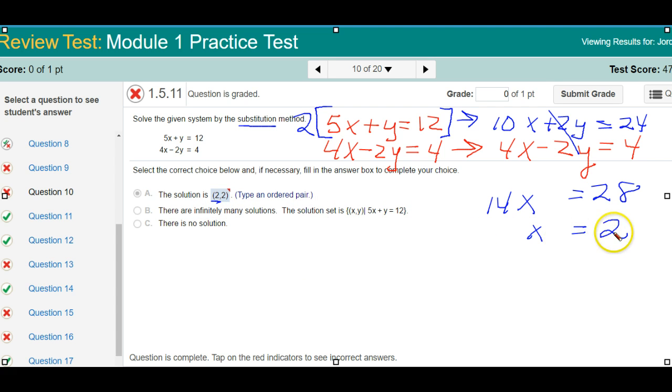Then if we said x is 2, we go into this first equation, let's say. 5 times 2 is 10, plus y equals 12. Transpose the 10, it becomes a negative 10, so y is 2. And that's the solution.